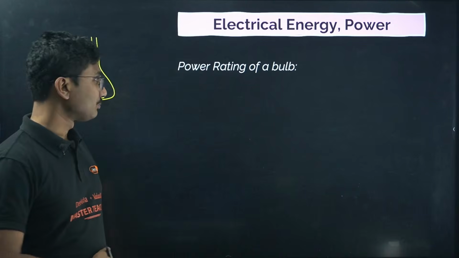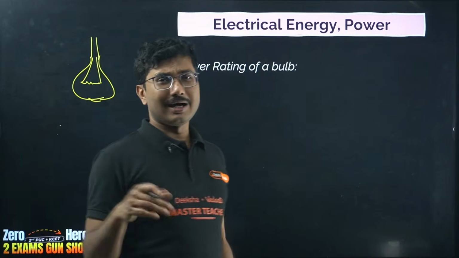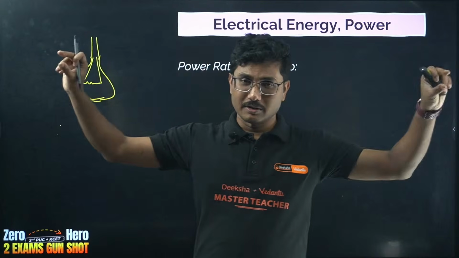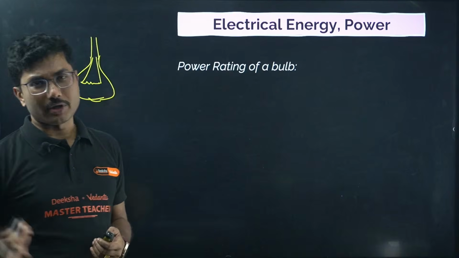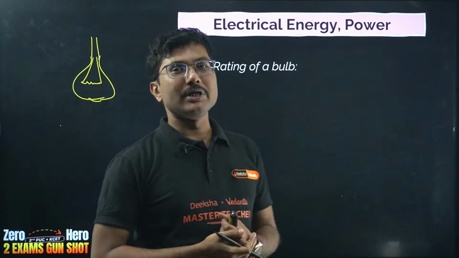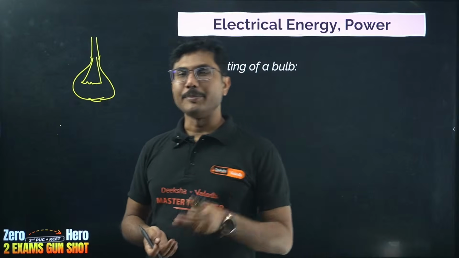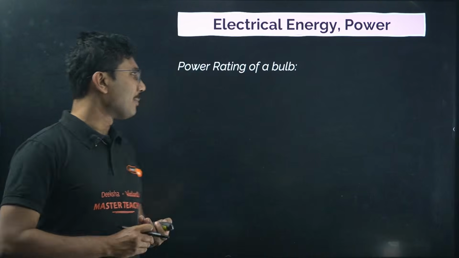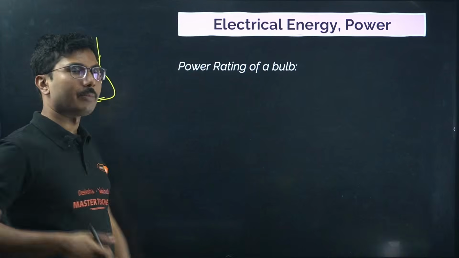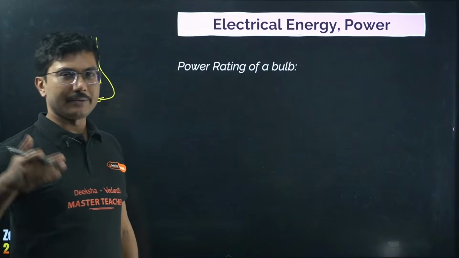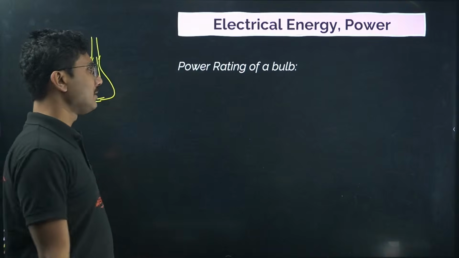Generally the tube lights that we use in our homes are 30 to 40 watts. The LED bulbs that we use are generally 9 to 15 watts. So that is how the power rating works. Up to 40 watt is sufficient.